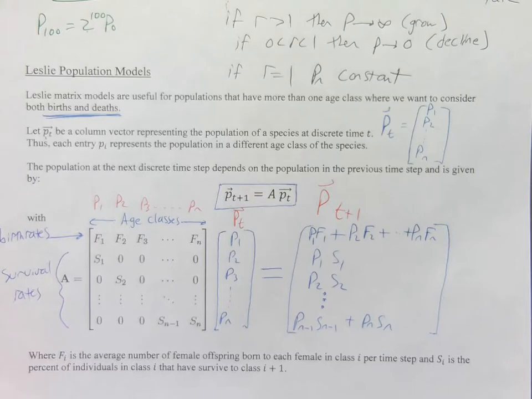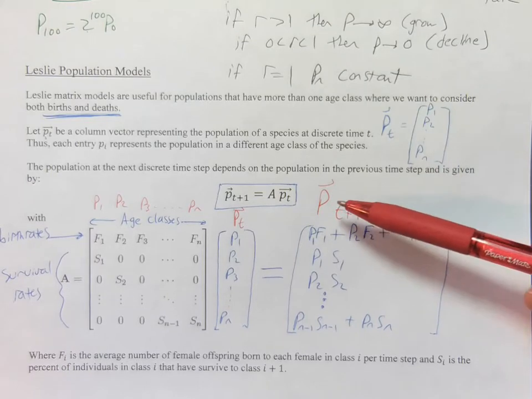So I'm just going to pause 1 second here and let people catch up, and then we're going to interpret what's going on in each one of these classes, right? So we just did one step of this population model, and let's interpret what's going on in the first row and the second row all the way down to the nth row.